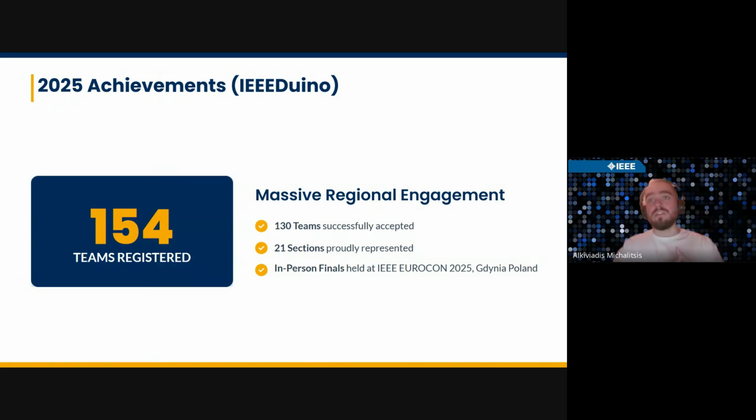All of the previous years of the IEEE Arduino contest had a lot of achievements. I will talk about the previous one. For the 2025 IEEE Arduino contest, we had 154 teams registered to participate. It was a massive regional engagement because out of these 154 teams, 130 were successfully accepted and eligible to participate, and they came from 21 different sections of our IEEE Region 8.